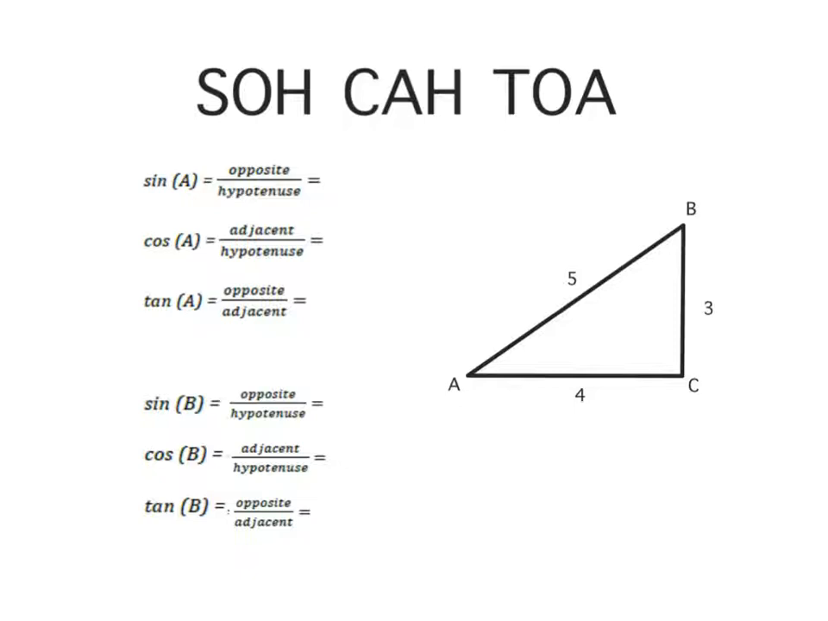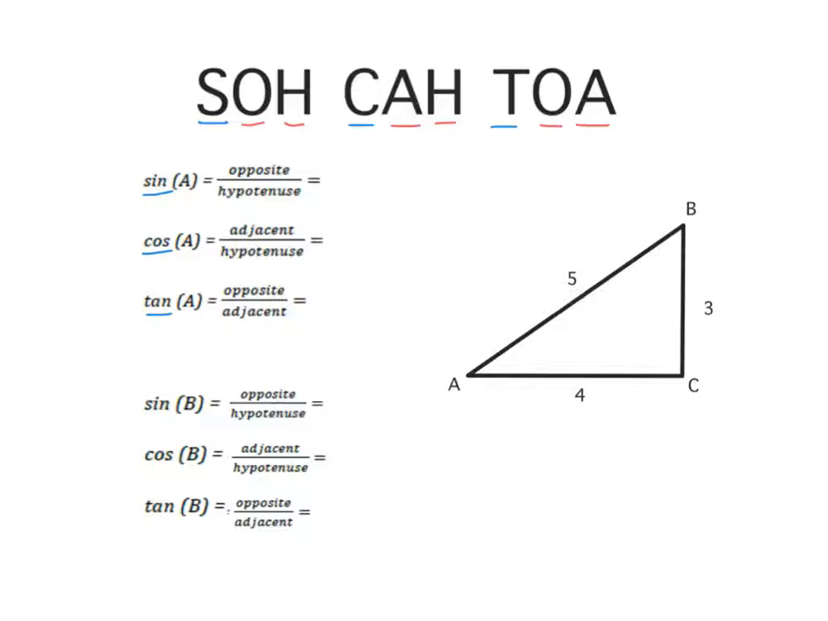Within SOH CAH TOA here, we see the S that correlates with sine, the C for cosine, and the T for tangent. And then what follows each of those letters is either O, H, or A. So here's OH, AH, and OA. And these O, H, and A represent opposite, hypotenuse, and adjacent sides. So let's talk about those for just a minute.